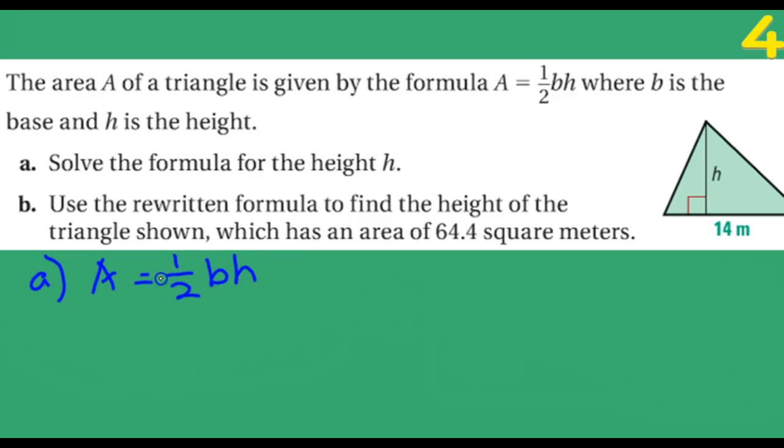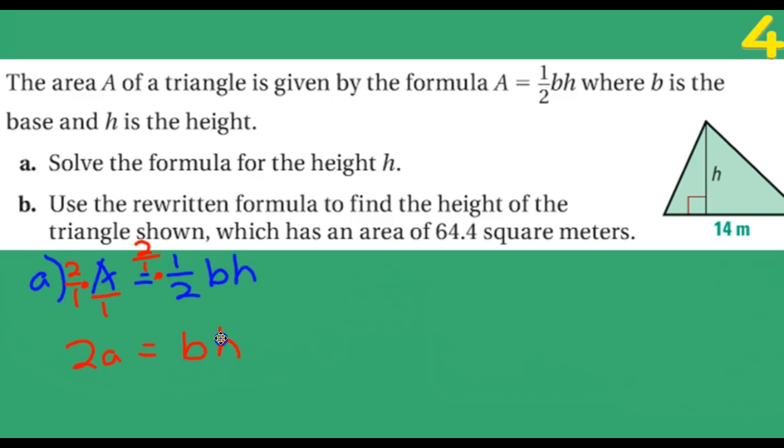So the first thing I'm going to do here is I'm going to try to get rid of this fraction. So how we get rid of a fraction is we need to multiply by the reciprocal. So the reciprocal, if you remember, is we're going to flip it. So instead of 1 over 2, it's going to be 2 over 1. So 2 over 1 times A, that's really saying 2 times A. So 2 times A is 2A. 1 times 1 is 1, but we don't need to write that. So all I have is 2A equals BH.